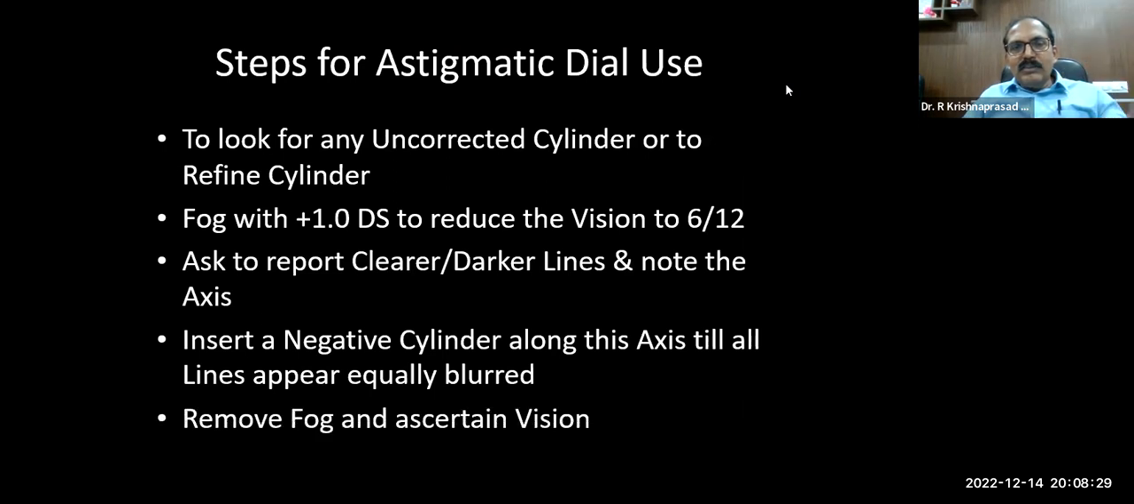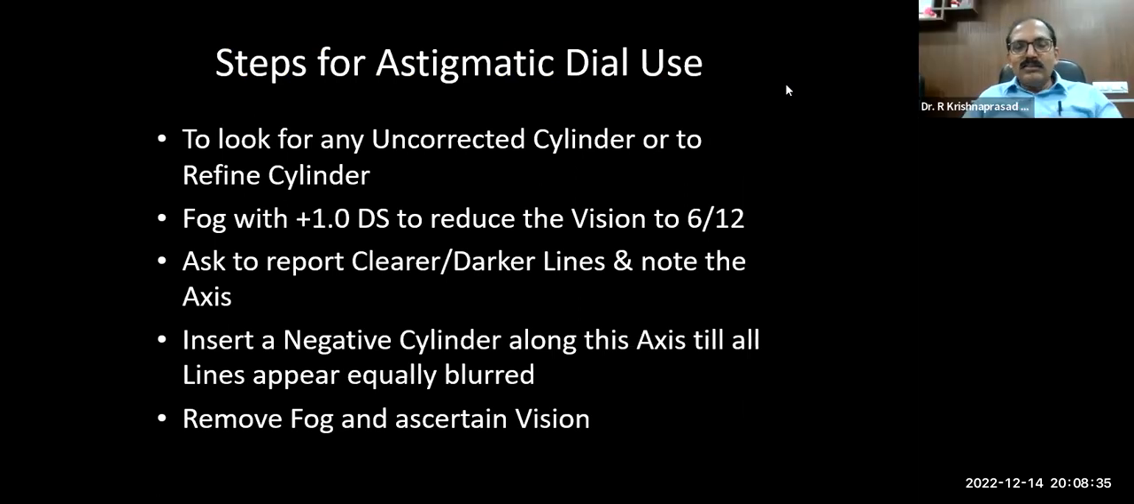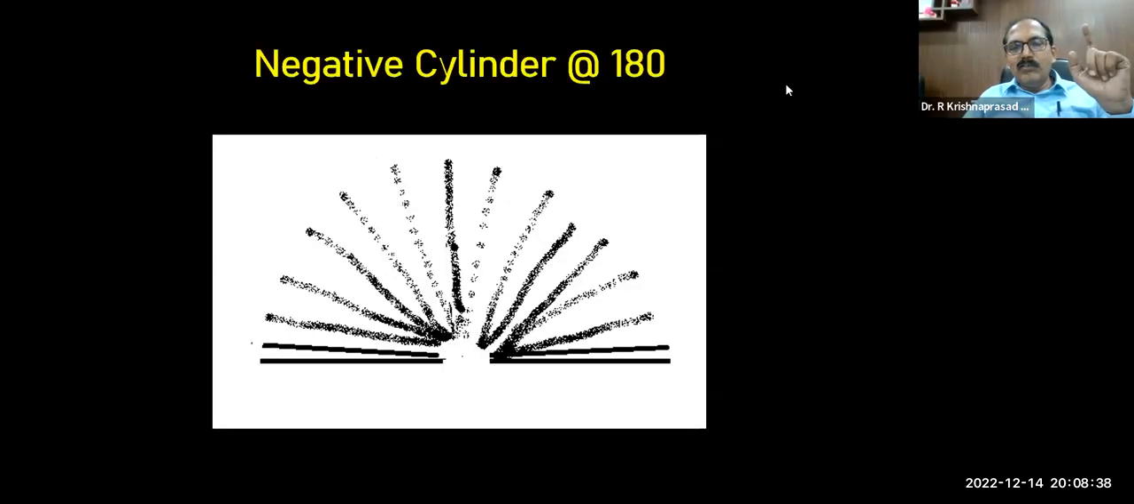So very importantly, this is basically for fogging, asking for the clearer lines, then using the negative cylinder along that axis till all of them become equally blurred or equally clear.